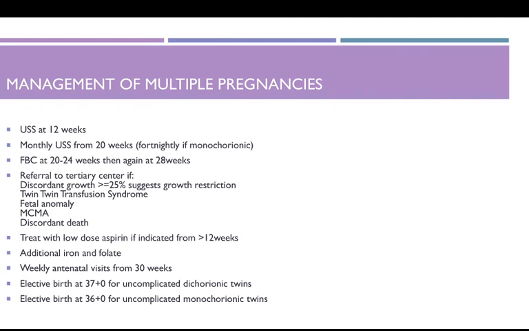Multiple pregnancies are treated with low-dose aspirin if indicated from above 12 weeks if they're increased risk of preeclampsia. They'll need additional iron and folate because of risk of anemia. They'll need weekly antenatal visits from 30 weeks. And for uncomplicated dichorionic twins, they'll need an elective birth at 37 weeks, and for uncomplicated monochorionic twins, they'll need elective birth at 36 weeks, because usually more complicated. Usually more risk, sorry.